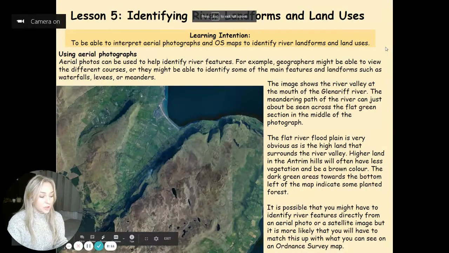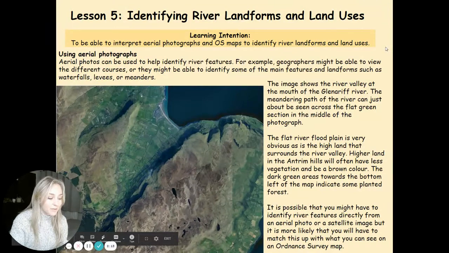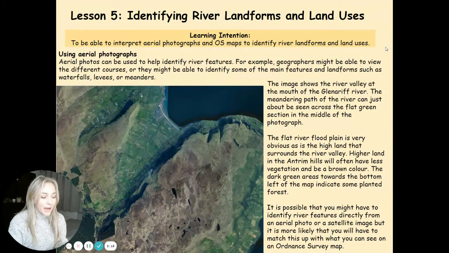So we need to be able to interpret aerial photographs and OS maps to identify river landforms and uses. So you will essentially be given a photograph or a map in your exam and be asked to do something with it and identify different things to do with rivers within that photo or map. Now, the first element of this is aerial photos, and you can see that on this slide.